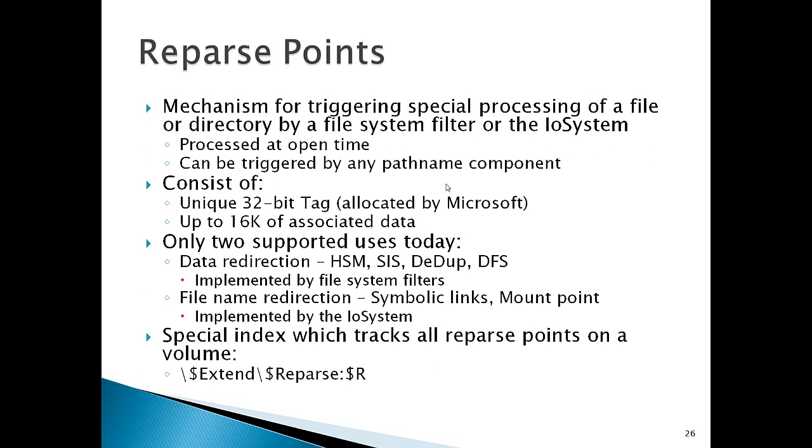Reparse points. These are mechanisms for triggering special processing of a file or directory by a file system filter or the I/O system. They're processed at open time and can be triggered by any path name component. They consist of a unique 32-bit tag, allocated by Microsoft, and they can include up to 16K of associated data. As of today, there are only two supported uses, data redirection and file name redirection. A special index which tracks all reparse points on a volume is $Extend\$Reparse:$R.